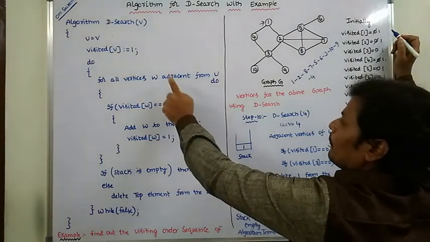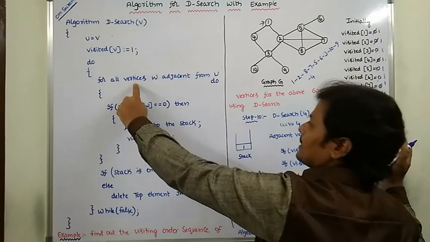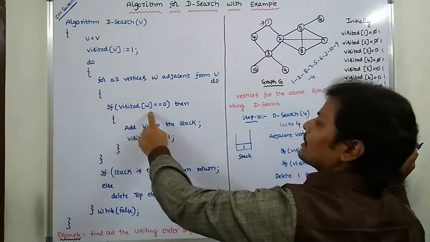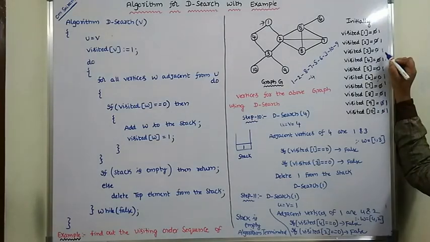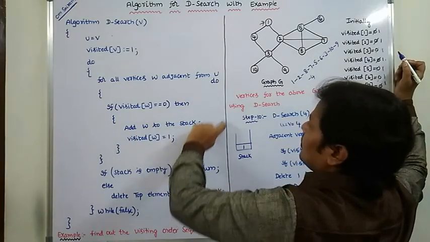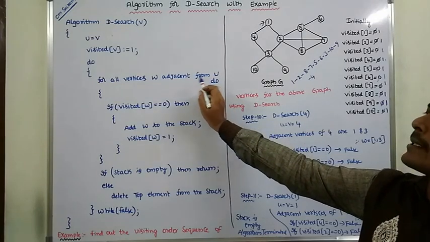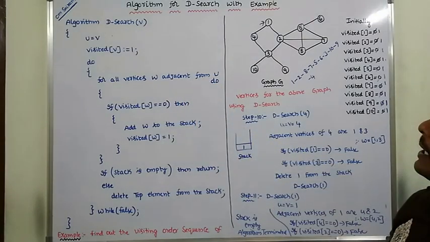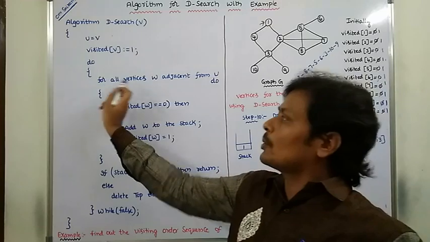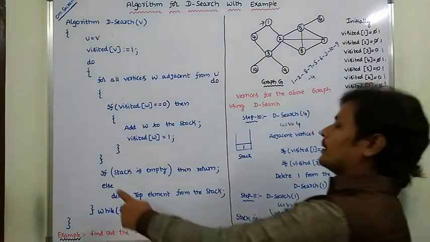Again control goes to the for loop. Now W can be taken as 3. This condition is true. Brace begin. If visited of 3 is equal to 0, this is also false, so the control does not enter the if block. Again control goes to the for loop. Vertex 4 has adjacent vertices 1 and 3 that are already visited, so now this condition is false. The control goes to the next statement after the for loop.